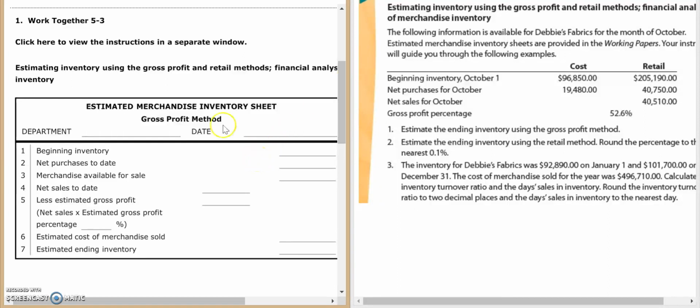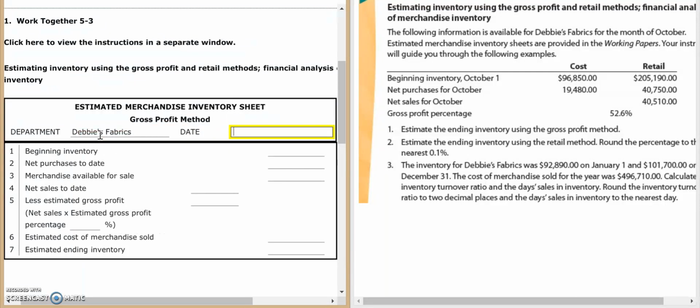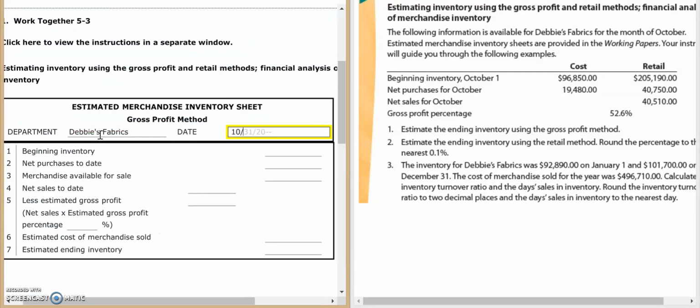So it says we're going to estimate ending inventory using gross profit and retail methods, as well as our financial analysis ratios of the merchandising inventory. So we have the information that's available for Debbie's Fabrics for the month of October. And our first order of business is to estimate the ending inventory using our gross profit method. So we have this over here. We just need to fill in our department, which is for Debbie's Fabrics. And the date is 10/31 of 20 dash.